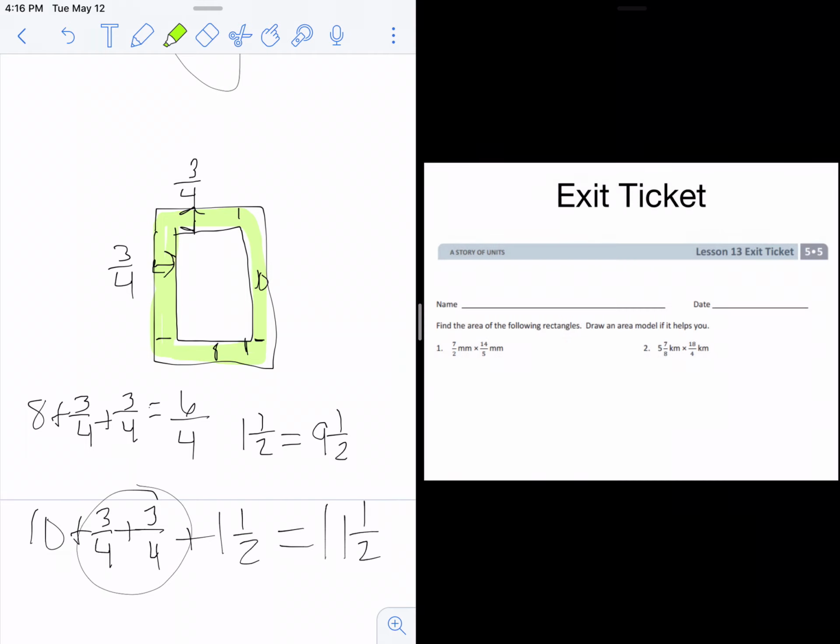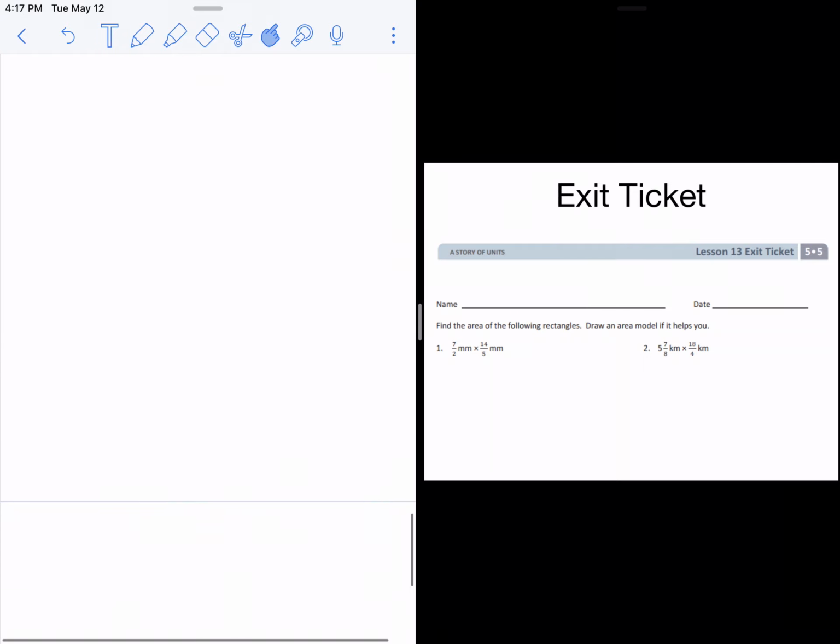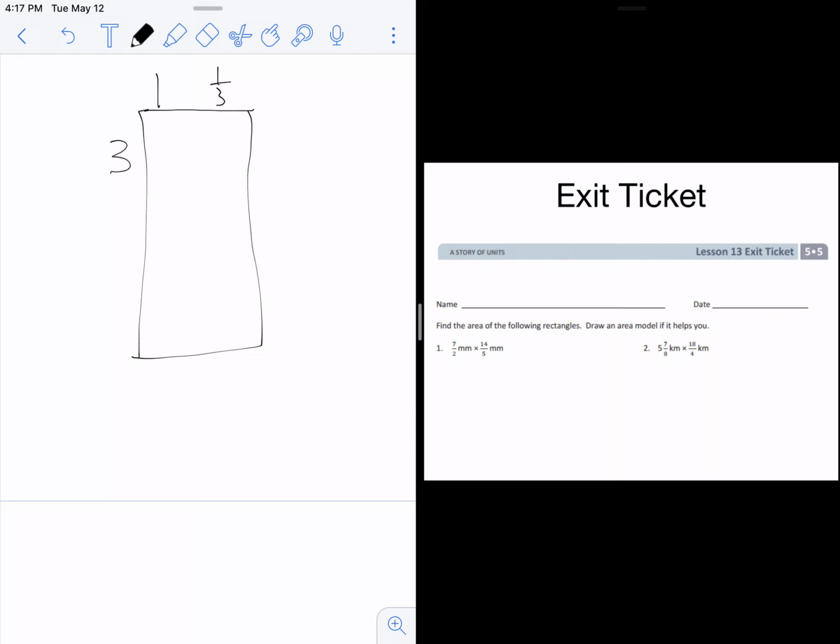And then your exit ticket for today. Find the area of the following rectangles. You can draw an area model if it helps, but you do not have to. Remember, we want to relate this back to the distributive property, which we're going to relate back to this first problem. Okay, so we have 1 1/3 times 3 3/4.